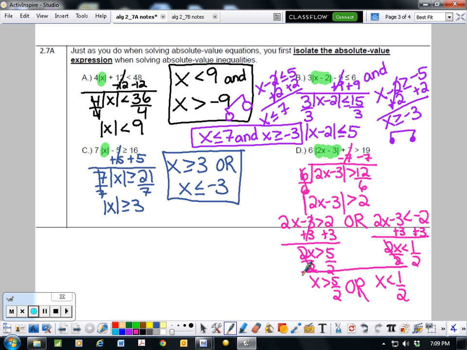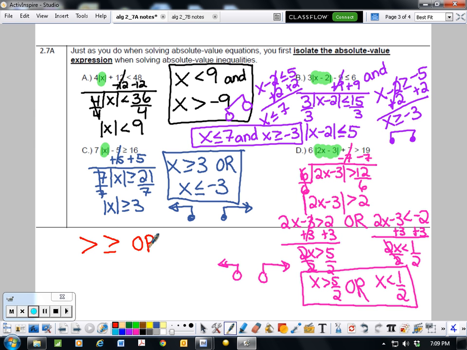So again, our solution, this one would look like 2 dots, arrows going out because of the or. This one up here would be 2 closed dots, arrows going out because of the or. So just another reminder to you if you need it, greater than or equal to are going to be or problems, less than or equal to are and problems. Ors will always open out.